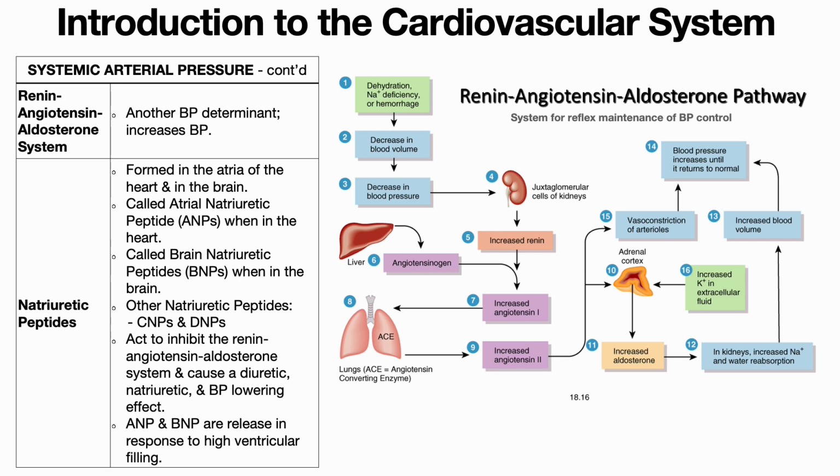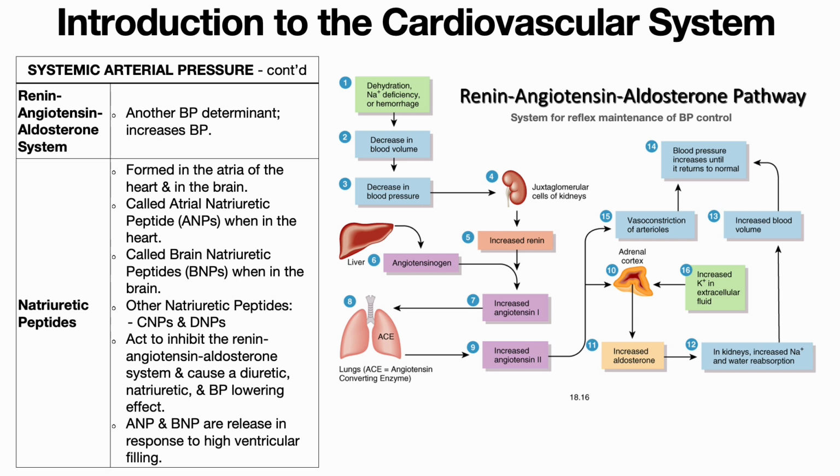Kindly take a look into the figure reflected in this slide and follow the numbering as I elucidate them. So the enzyme renin is activated by decreased kidney blood flow, which also decreases oxygenation. This may occur in cases like mentioned in number 1: dehydration, sodium deficiency, or hemorrhage. The decrease in blood volume will then result in decrease in blood pressure, which will activate the juxtaglomerular cells of the kidney to release or increase the enzyme renin.